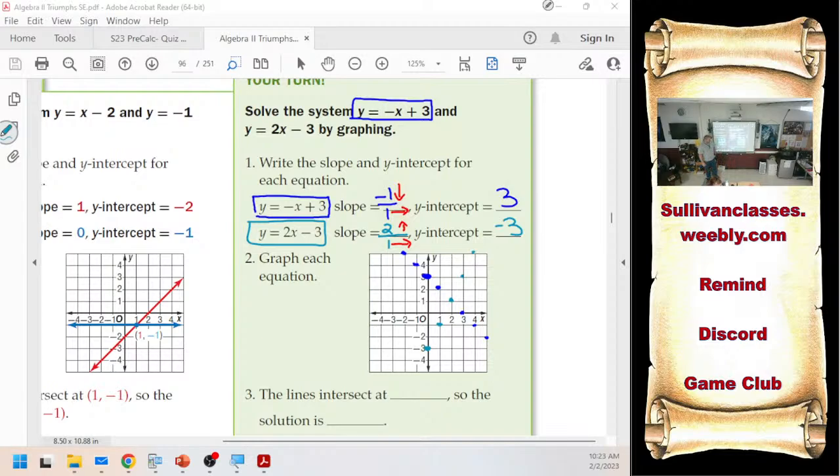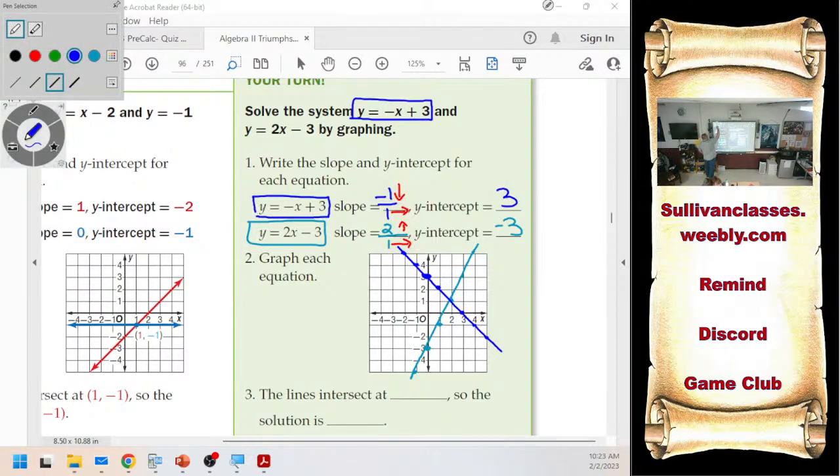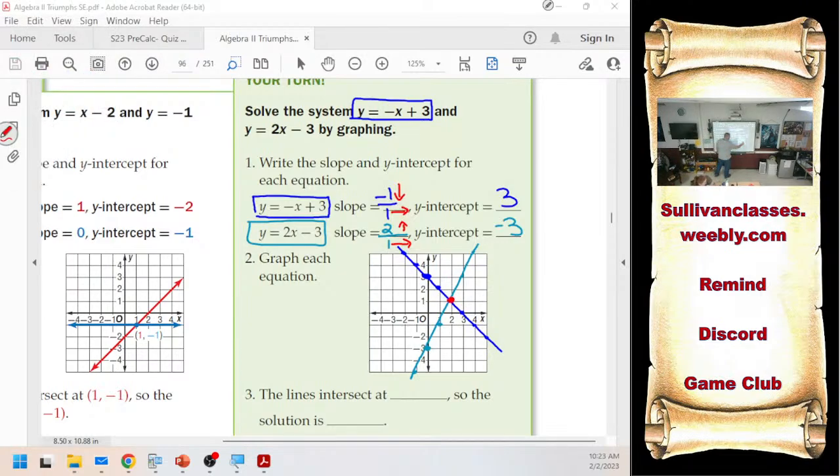Okay? That's why I want to make as many dots as possible. Because one of them is probably my answer. I'm going to make 2 dots in the same spot. So I got my 2 lines. They intersect at a point. If they intersect at a point, at 1 point, that is my answer.